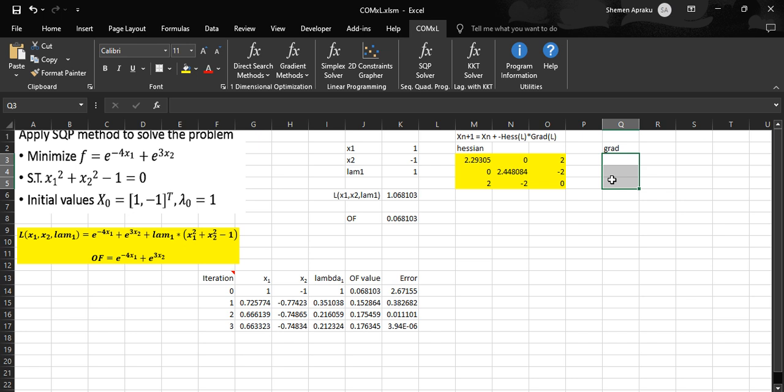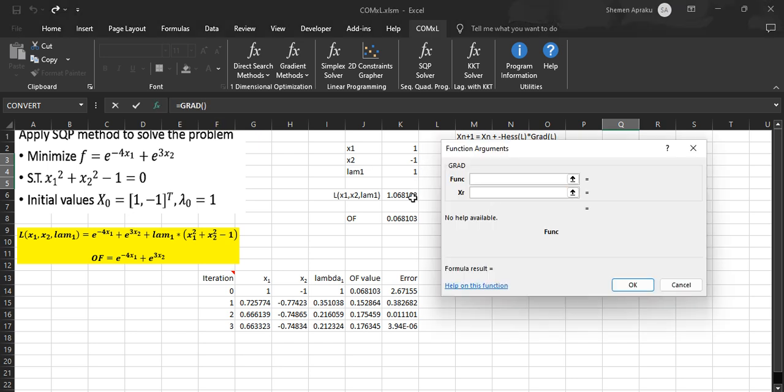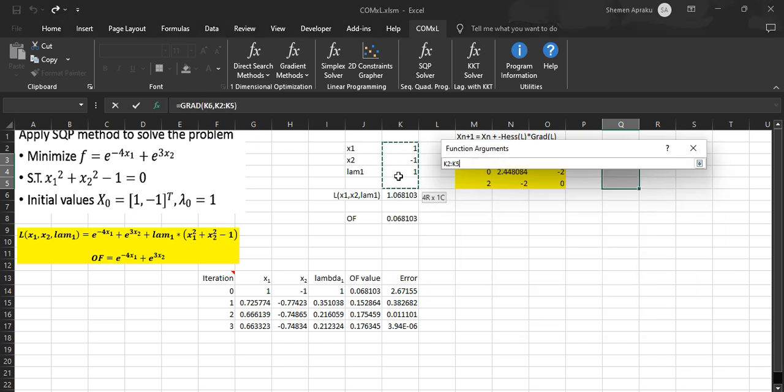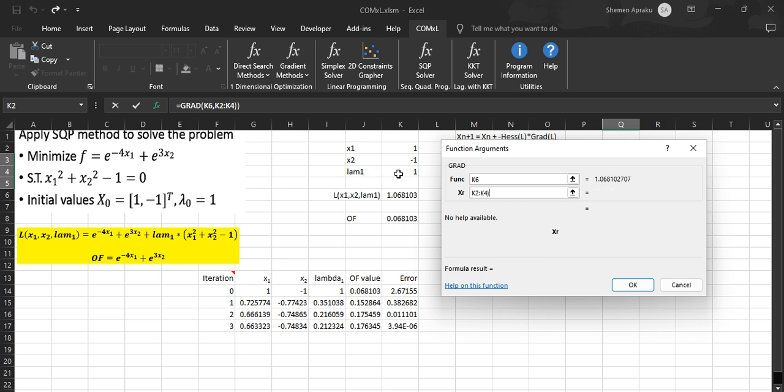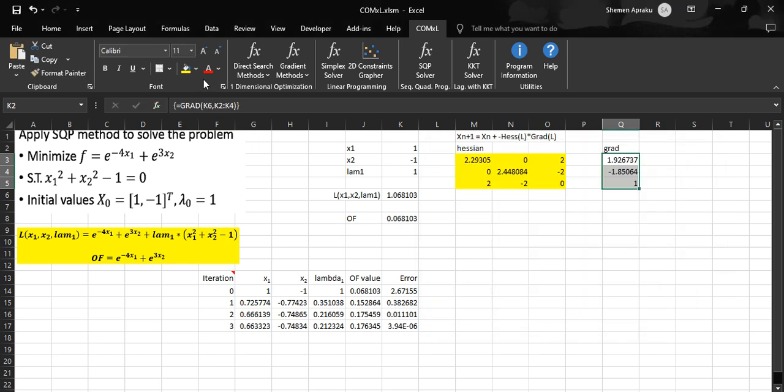The grad is also going to be a column matrix in 3 rows since we have 3 variables of the Lagrange function. So grad of the function and the function variables. So I click Control Shift and I enter. So this is the gradient of the Lagrange function. Now, sorry, this must be Hessian inverse.